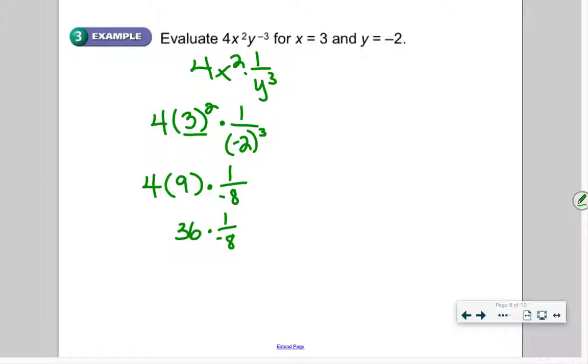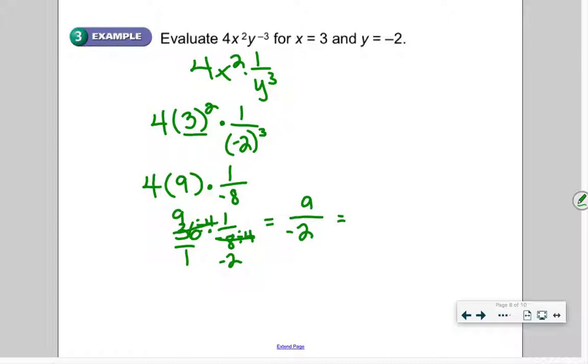How do you multiply fractions? Drew, calculator off. How do we multiply fractions? Straight across. Can you do any cross reducing with 36 and 8? No. 8 times 4 is 32. 8 times 5 is 40. So we can't divide them both by 8, but can you divide by something else? Divide by 4. You can divide both of them by 4. 36 divided by 4 is 9. 8 divided by 4 is 2. Multiply straight across. 9 times 1. 1 times -2.